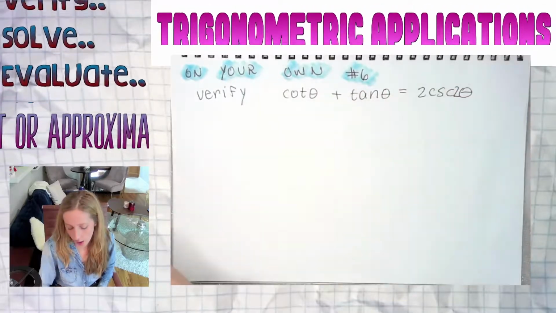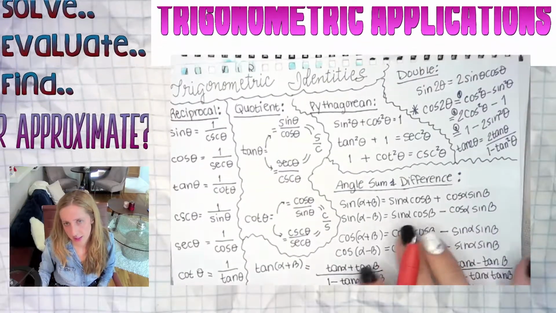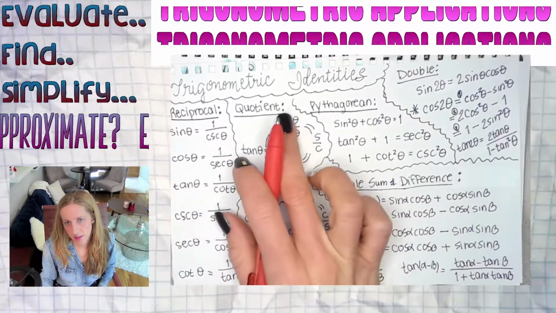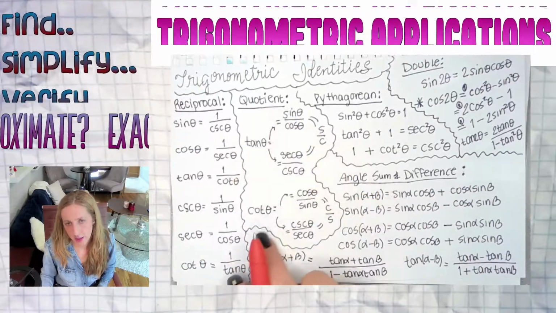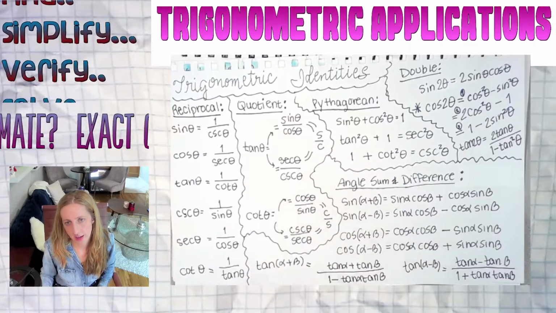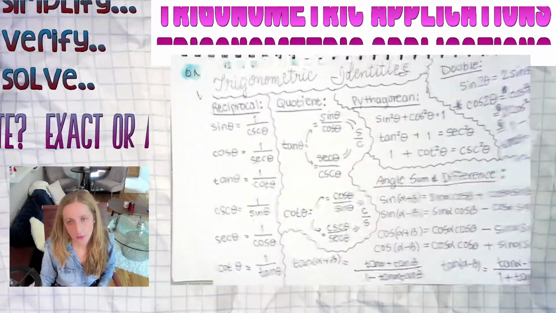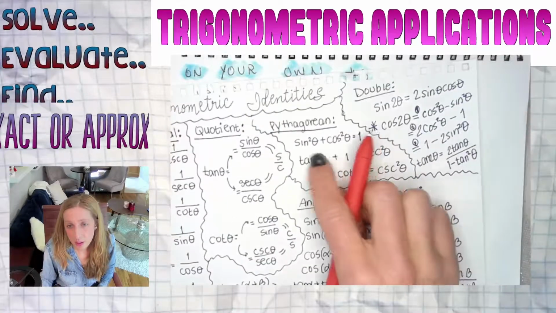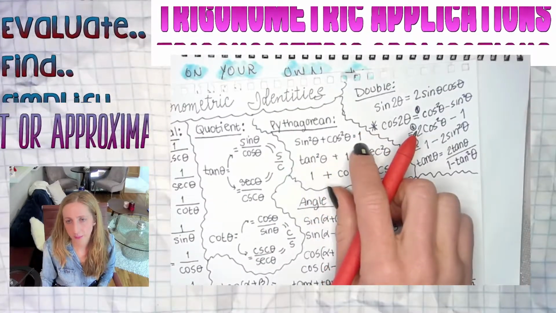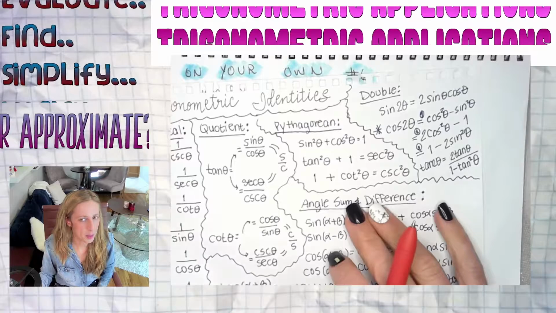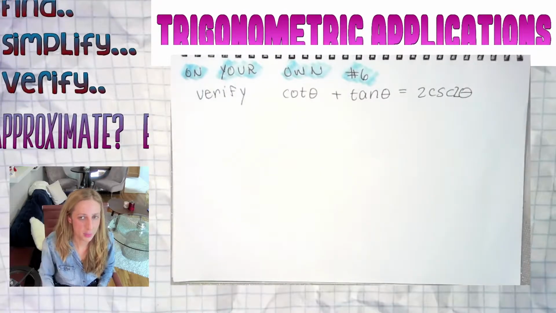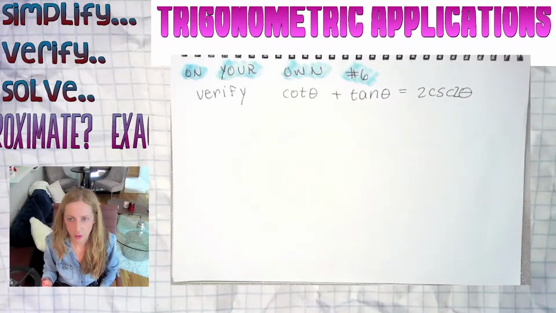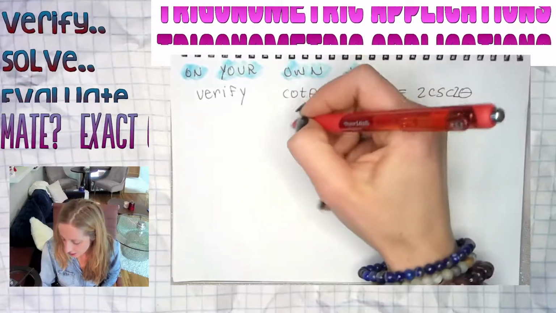So I'm going to start with my quotient identities. Tangent is sine over cosine, classic. Cotangent is cosine over sine, also very classic. I'm going to fill those in. Then I'm going to find a common denominator. Then I'm going to use this Pythagorean identity over here. Then we're going to multiply on top and bottom by 2 and work backwards, double angle of sine into cosecant 2 theta. Let's get started.